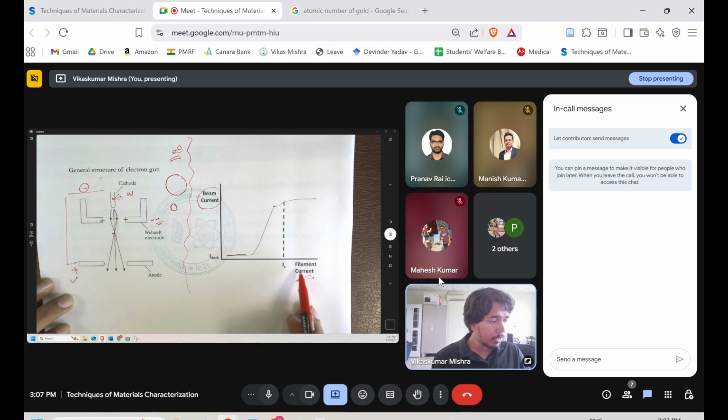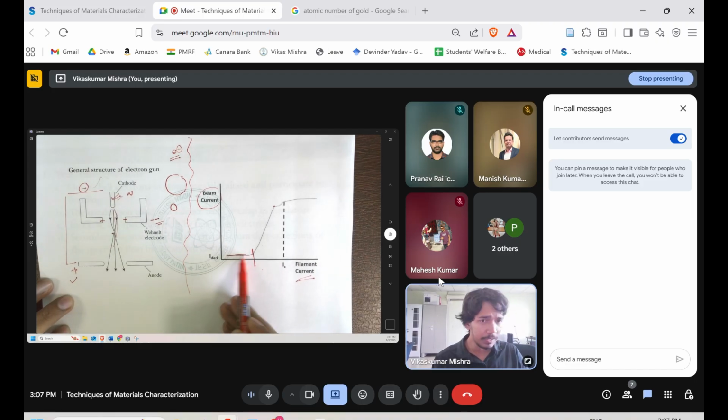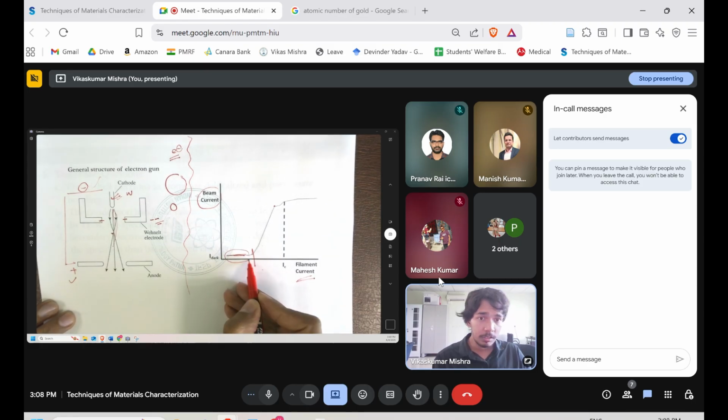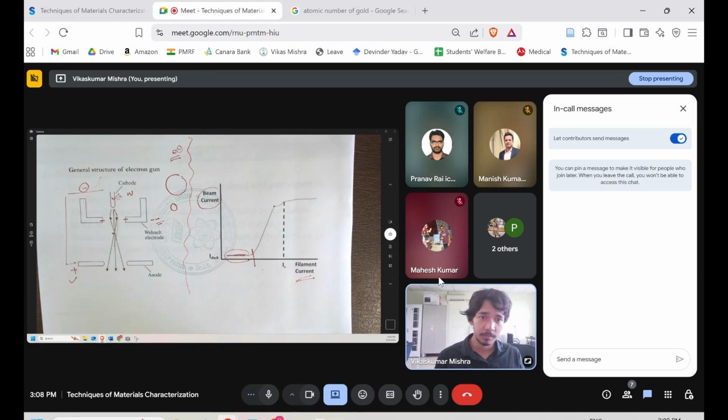Initially, the thermionic emission will not be sufficient, below this value. So mostly it will be very dark, and you will not get any electron. If you try to image by putting your specimen in the SEM or some electron microscope, and the filament current is somewhere over here, you see everything is dark, nothing is there, right?